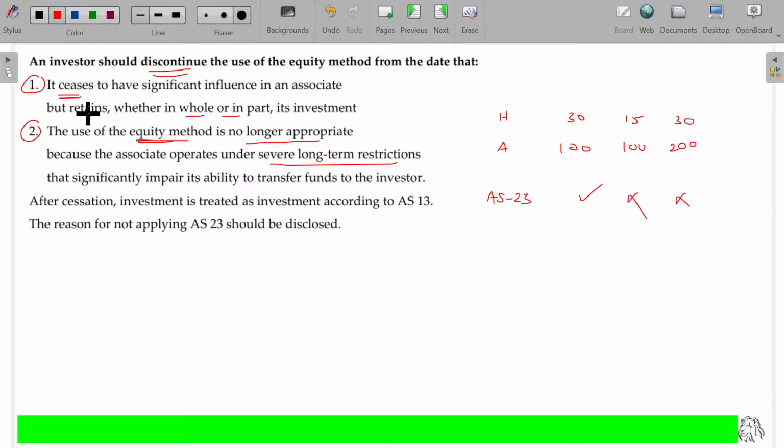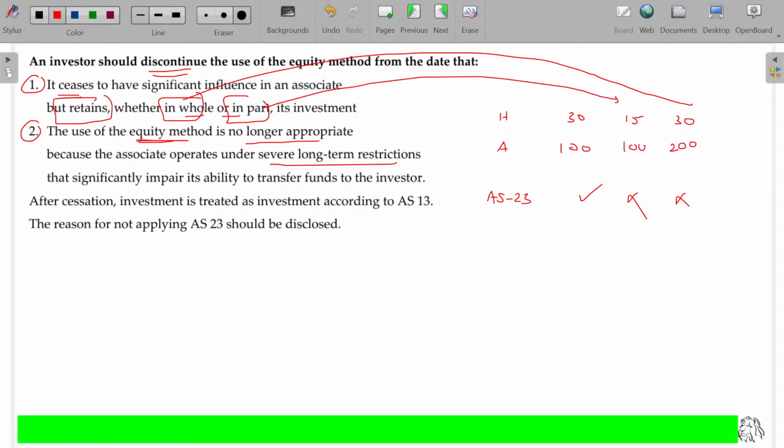Okay, so here retains whether in whole or in part. This is about in part. This is about in whole. Here I retain the whole number of shares, but because of the additional shares issued by the associate company, I now lose the significant influence. So if I lose significant influence, I no need to follow what? AS number 23 not required. Clear? Now let's move on to the next one.